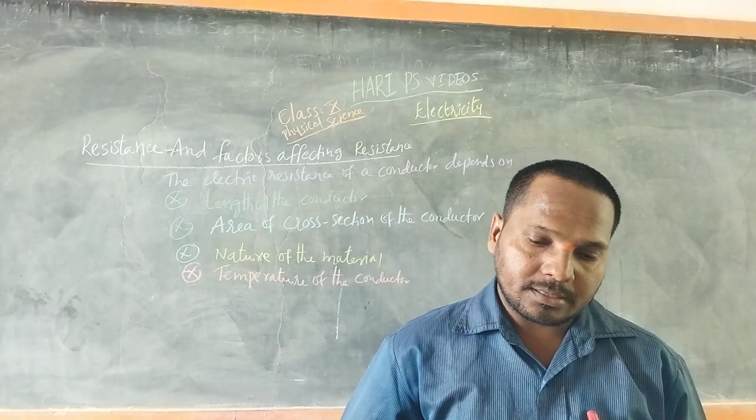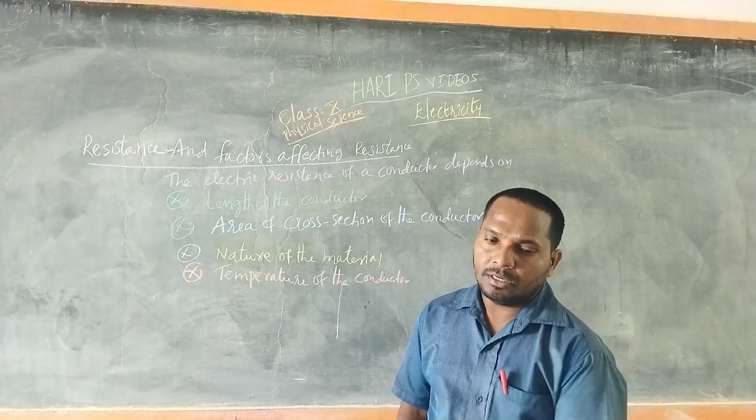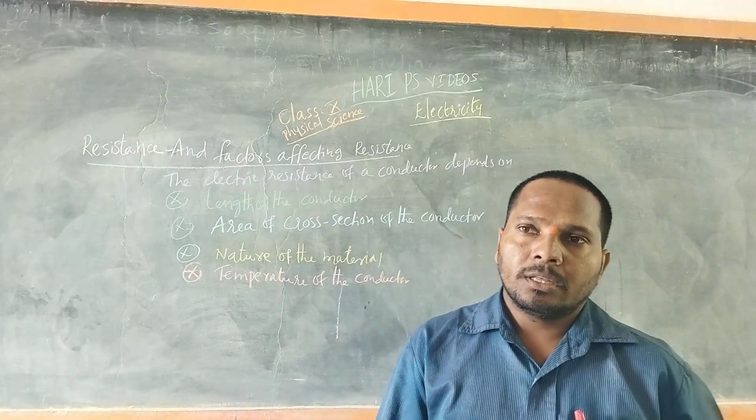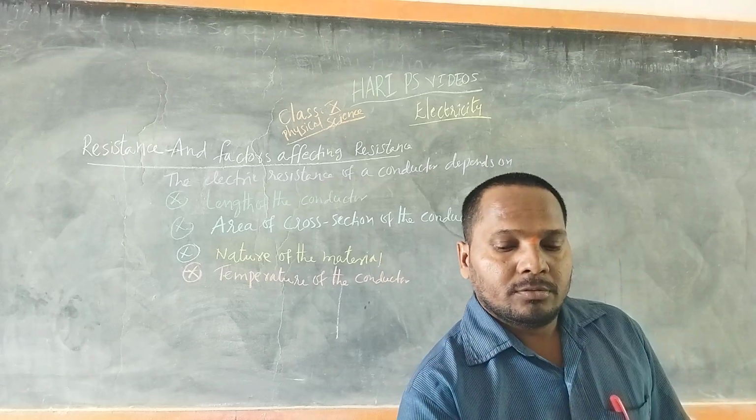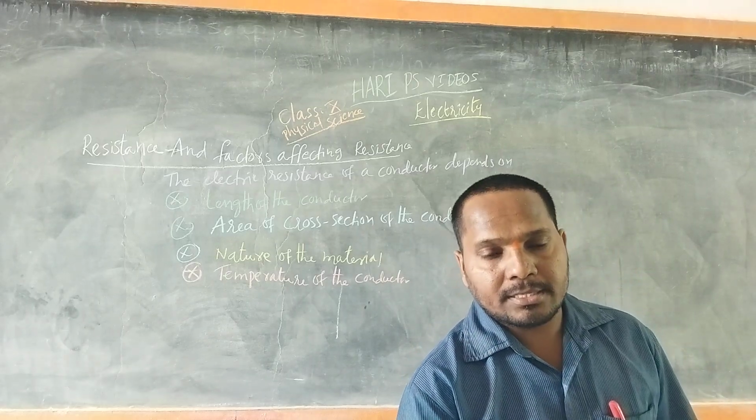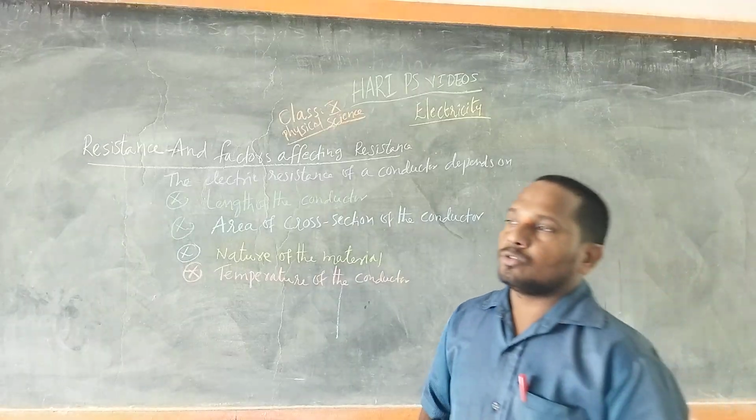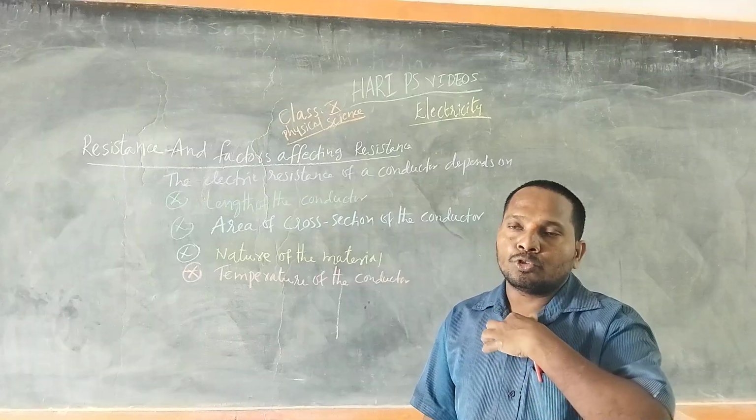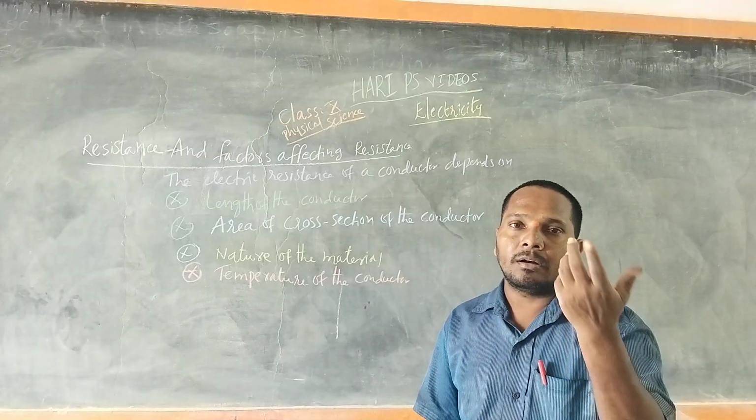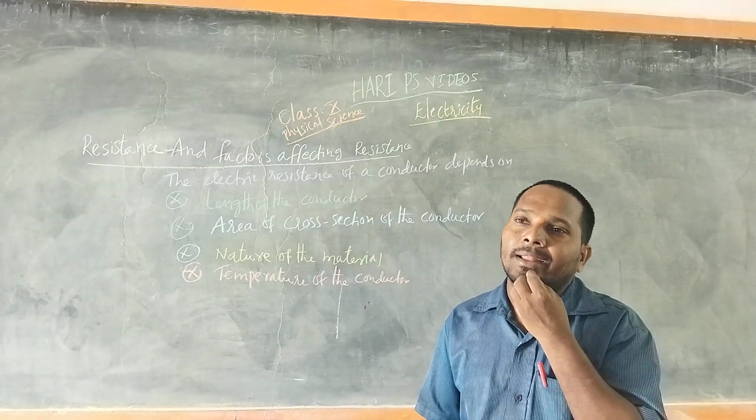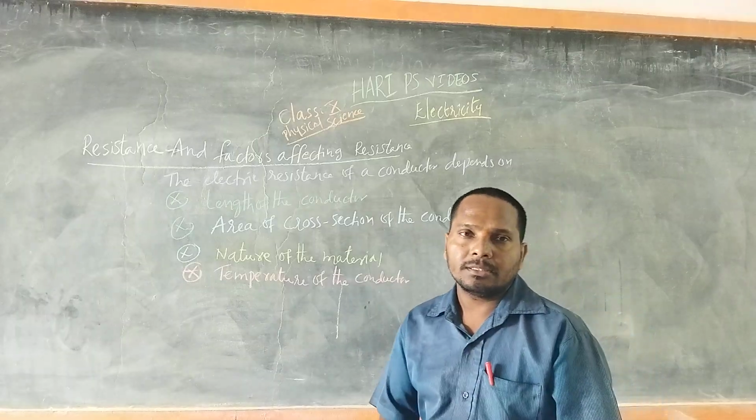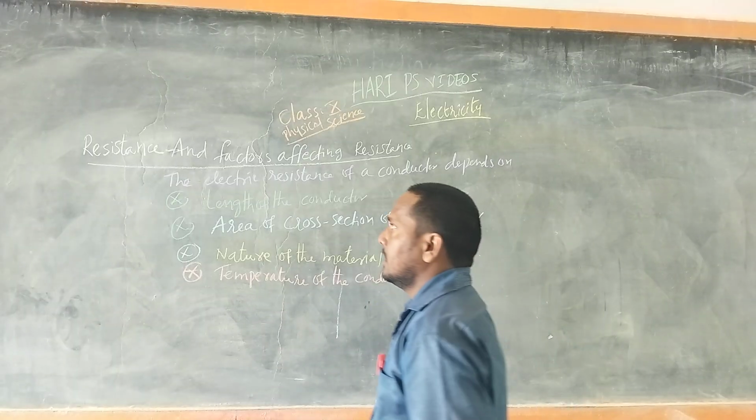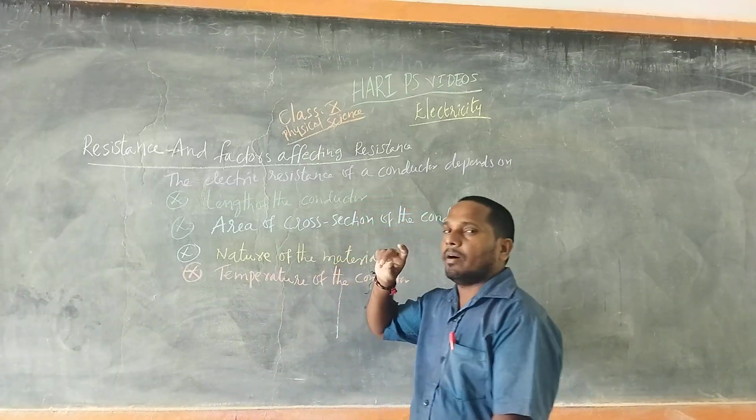Resistance is the property of a conductor due to which it opposes the flow of current through the conductor. So those materials that offer resistance are called resistors. So this resistance depends on some factors.